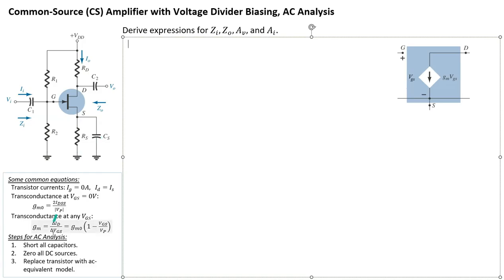So then we have to also zero all DC sources. In this case, there's only one. That's the VDD at the top. And then we replace the transistor with an AC equivalent model. So in this case, we have this N-channel JFET, which we are going to replace with this very simplified AC equivalent model. So we have a dependent current source here, gm VGS, and that's the gate, that's the drain, and that's the source. All right. So let's do that first.